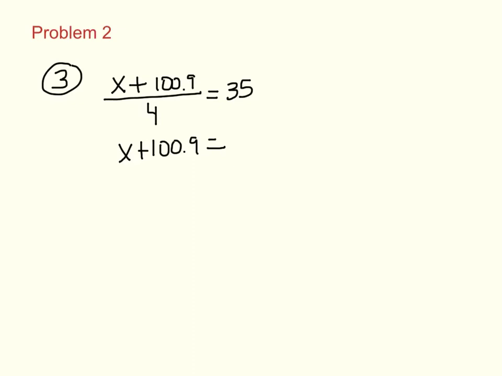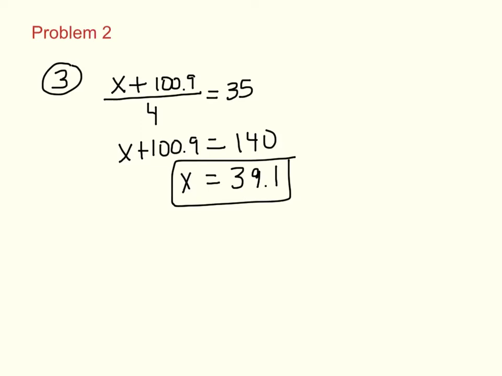That's going to give us 140. And then we subtract 109 tenths. So 140 minus 100.9 gives me the value 39.1. So the fourth value that would make a mean of 35 would be 39.1.